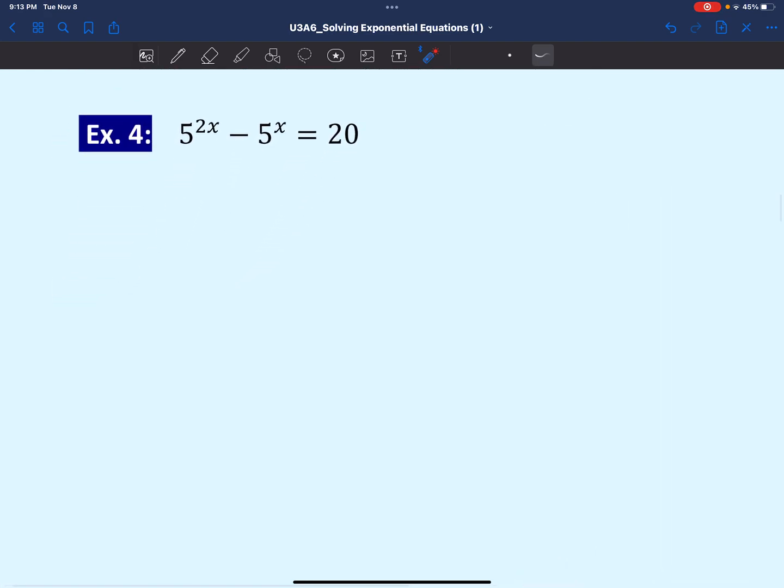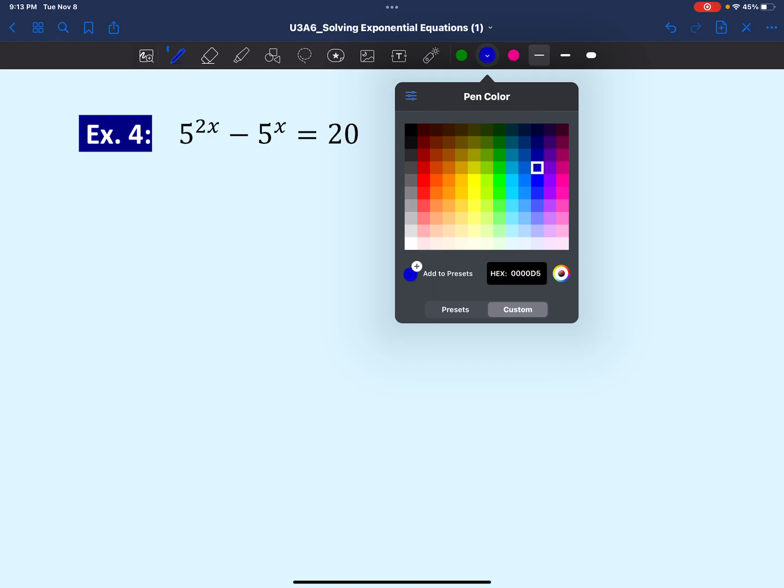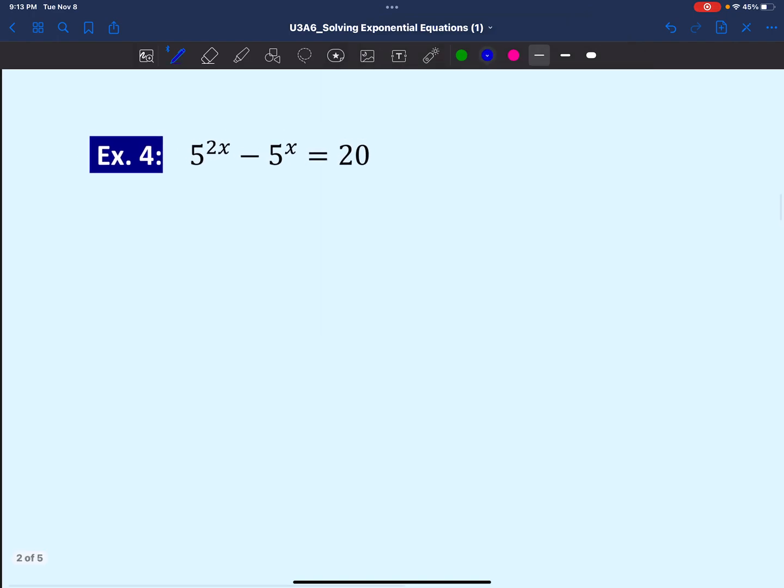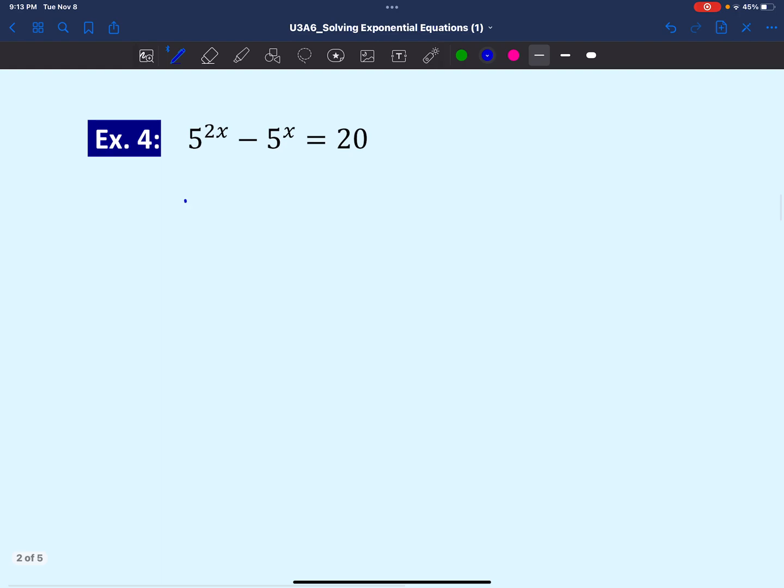So in order to solve these equations, we treat them obviously like quadratic equations. So we are going to take all the terms to one side of the equation. So we have 5 to the power of 2x minus 5 to the power of x. Bring 20 to the left side, minus 20 equals 0.